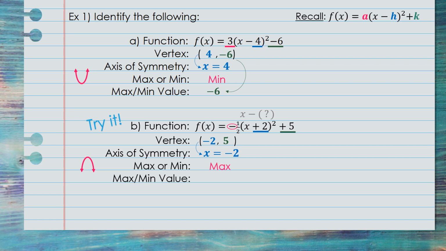The last part is to identify the max or min value, which again means how high or how low the graph goes, which pertains to the y-axis. Since we know our y value from the vertex, we know our max or min value. It is 5.